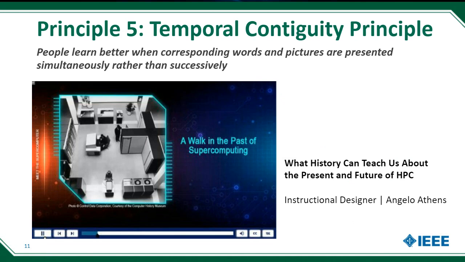Number 5, temporal contiguity principle. We know that people learn better when corresponding words and pictures are presented at the same time rather than out of sync. This is another example from our IEEE Learning Library. The title of the course is What History Can Teach Us About the Present and the Future of HPC. This is also designed by Angelo. I'm going to play the video and you can see how we apply the principle here in this clip.